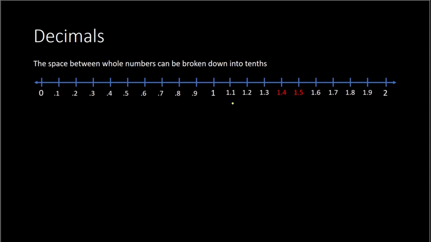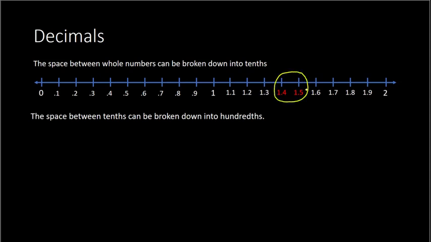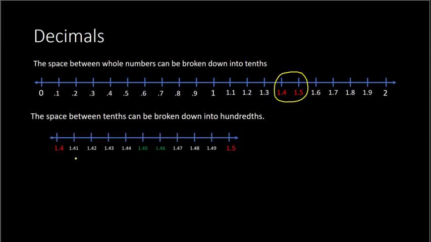Now, once you have tenths, you can break tenths down further into hundredths. So looking here at 1.4 and 1.5, if you're looking just at that portion right here, we could, again, break this down further into hundredths. So that's what we see right here. We see 1.4 on the left end and 1.5 on the right end, and notice we've broken it down further. So here we have 1.41, 1.42, 1.43, etc., all the way to 1.5.